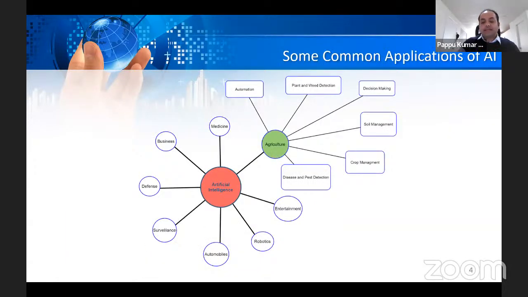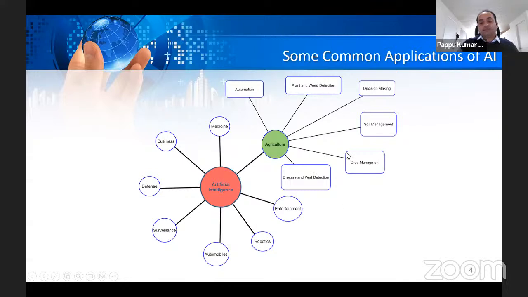So you can see that AI can be used in a wide range of technologies. They can not only be used in agriculture, but also medicine, business, defense, surveillance. But when it comes to agriculture, as I already mentioned in my previous slide, it can be used in automation, plant and weed detection, decision making, soil management, and disease and pest detection.